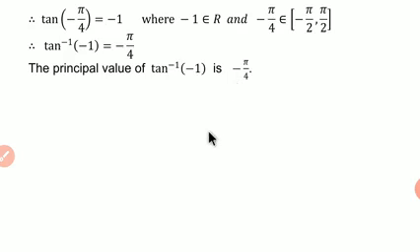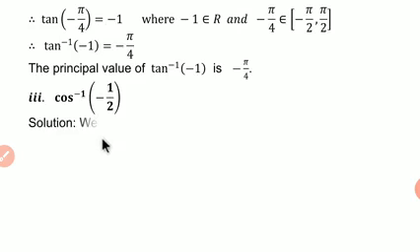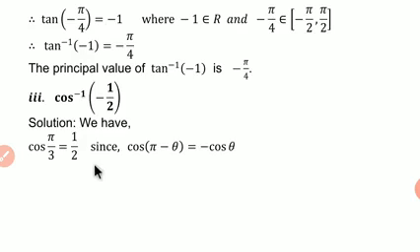So the next example, find the principal value of cos inverse of minus 1 upon 2. Solution, we have cos pi by 3 is equal to 1 upon 2. But we know that cos of pi minus theta is minus cos theta. We use this concept here. So if we put the value of theta as pi by 3, we get cos of pi minus pi by 3 is equal to minus cos pi by 3, which is minus half.